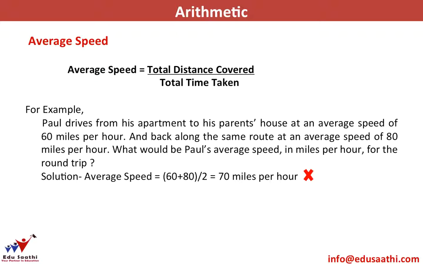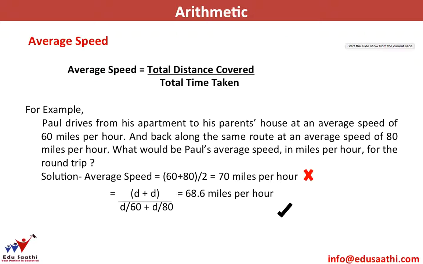However, this is a wrong way to calculate the average speed. Average speed cannot be calculated by just taking the simple average of the averages which are given to you. The correct method is to follow the formula, which is total distance traveled over total time taken. It will be d in the forward and d in the backward, divided by d by 60 plus d by 80. Solving it gives me an answer of 68.6, which is the correct answer.